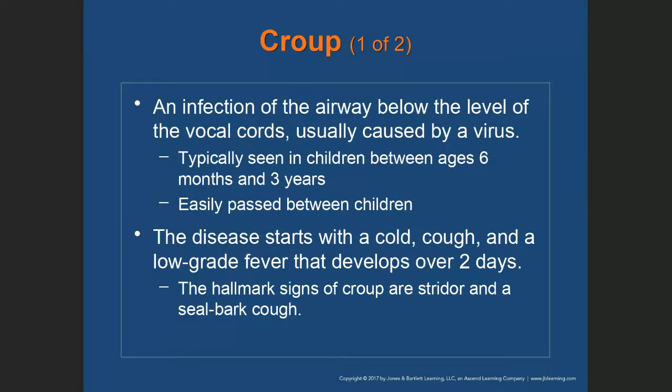Croup is an infection of the airway below the level of the vocal cords. It's usually caused by a virus, and they will have a low-grade fever, typically seen in children between 6 months and 3 years. It is easily spread between children. The disease starts with a cold, so it presents just like cold-like symptoms: cough and a low-grade fever that develops over 2 days. The hallmark sign of croup is stridor and a seal-like barking cough.